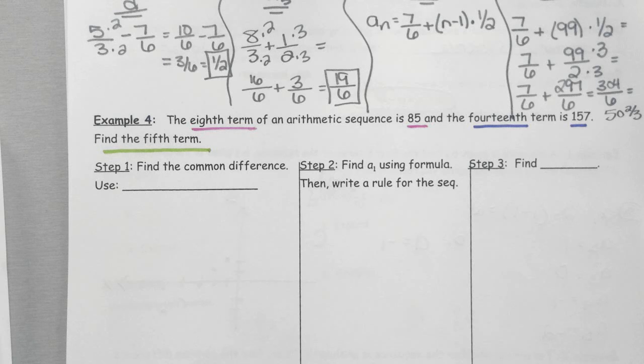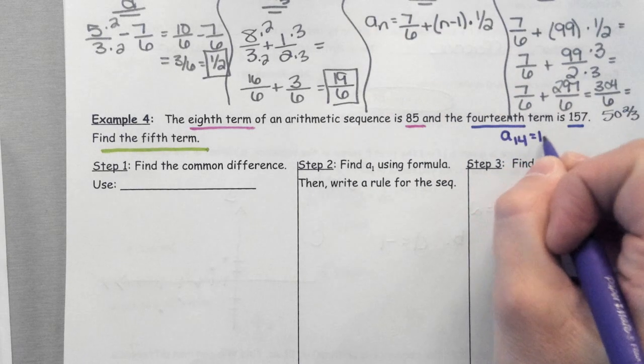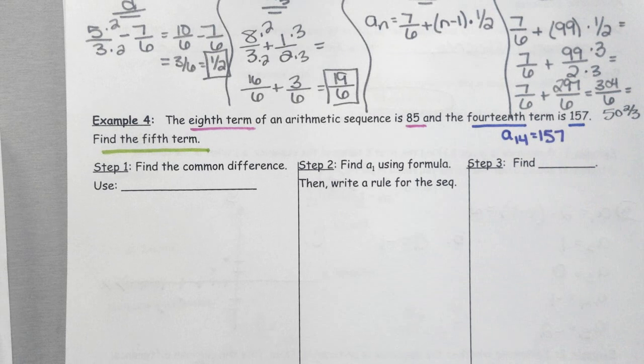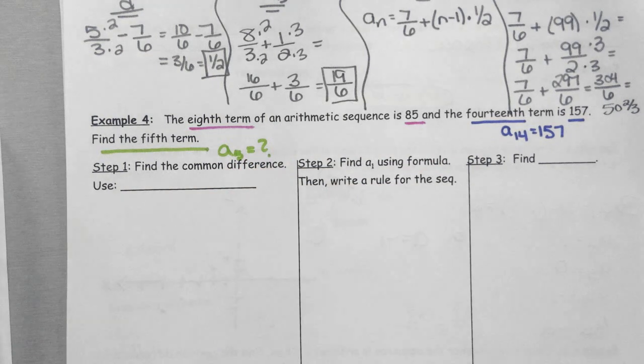So, given different things, kind of like what we just did, we can find a sub n, the equation, and then we can find any term from there. So that's where we're headed. So I know a sub 14 is 157. A sub 5 is a big old question mark right now. Don't know what it is.